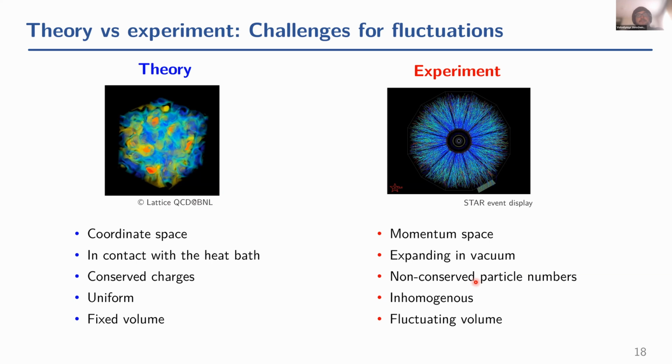And the differences are listed here. Maybe the most important ones is that the theoretical argument is done in the coordinate space, but the measurements are done in momentum space. Then there is this assumption that one has a heat bath or grand canonical ensemble in theory, which was what we used to make these arguments about the cumulants. But in heavy ion collisions, the system expands in vacuum, so it's not entirely obvious how to make this correspondence. And then there are other issues like conserved versus non-conserved numbers, whether the system is uniform or not, and whether you are dealing with a fixed volume or a fluctuating volume in heavy ion experiment.